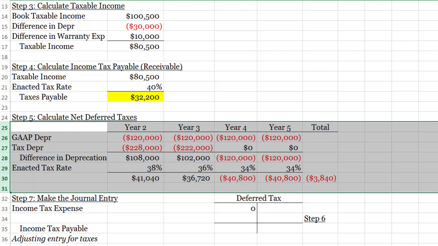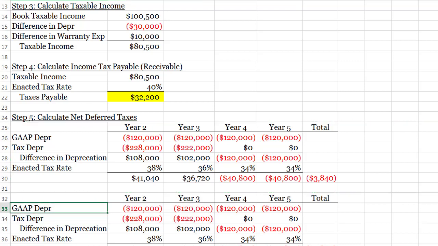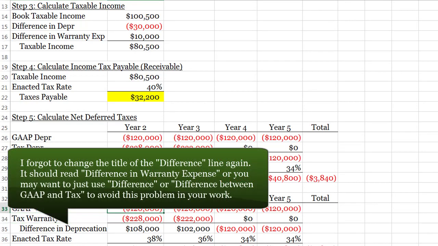Now we have to do this again because we have two adjustments up above, so we'll need two tables down below. So I'm going to just copy this and insert the cells. And then I'll change this. This is, instead of depreciation, it's warranty. And instead of tax depreciation, it'll be warranty.